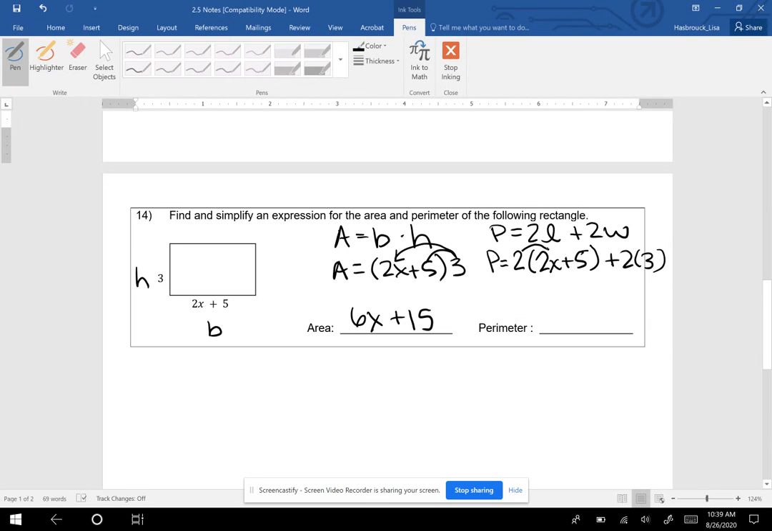I'll need to distribute the 2 to the 2x and the 5. 2 times 2x is 4x. 2 times 5 is 10. And then for 2 times 3, I get plus 6, which means my final answer, when I combine the 10 and the 6, is 4x plus 16.